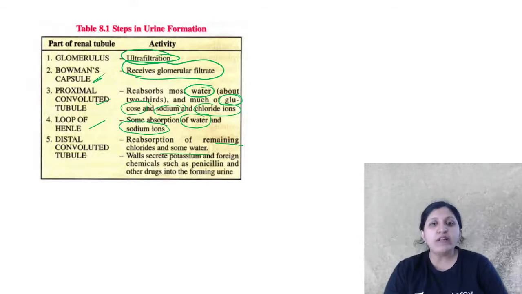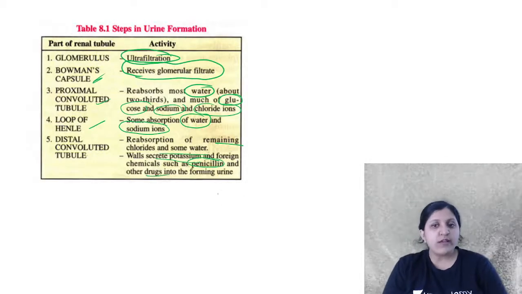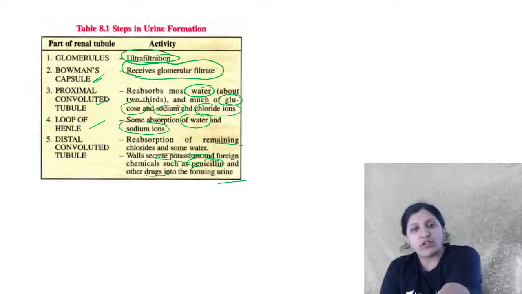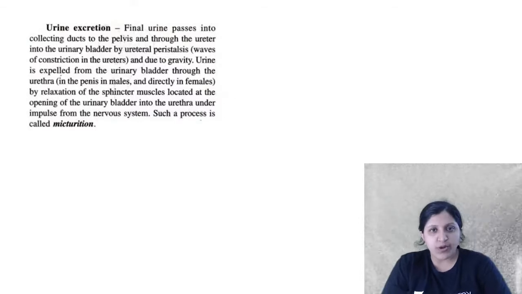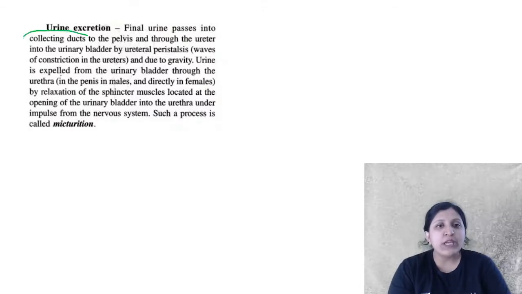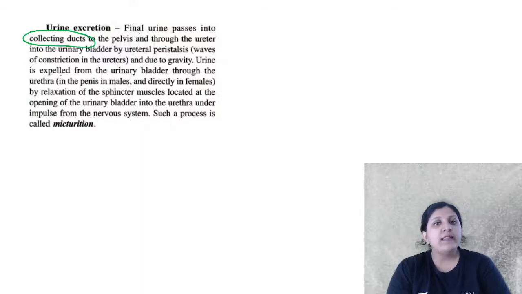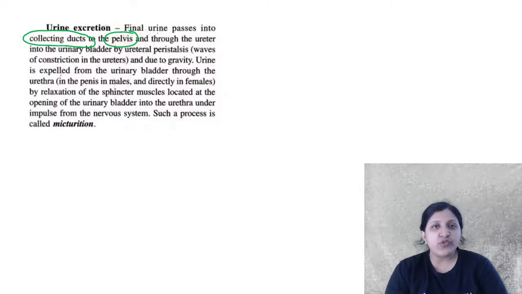Then the walls of the DCT will be secreting potassium and foreign chemicals such as penicillin and other drugs. Those will be secreted, and after all these processes we can call it urine. The final urine will pass into the collecting duct, then from the collecting duct it goes to the pelvis of the kidney, and from the pelvis it will enter the ureter.